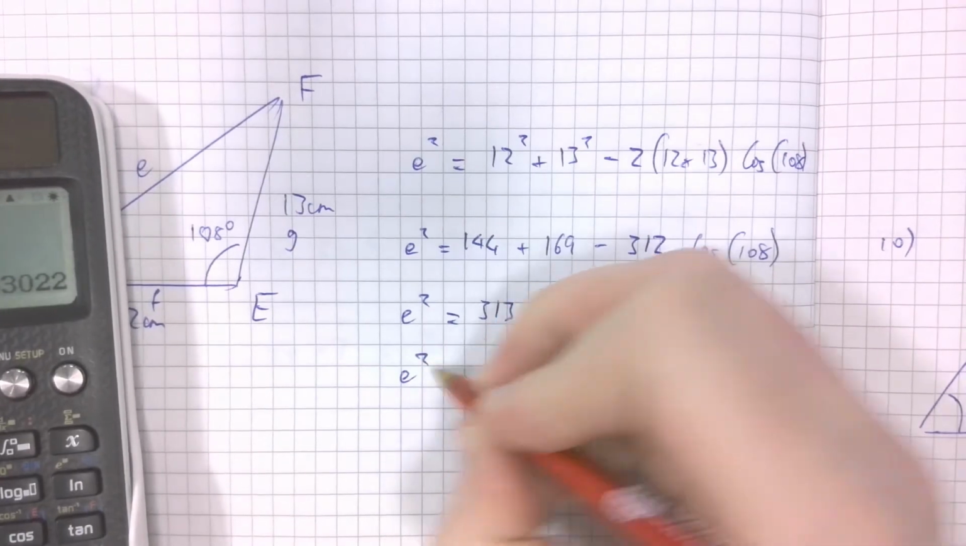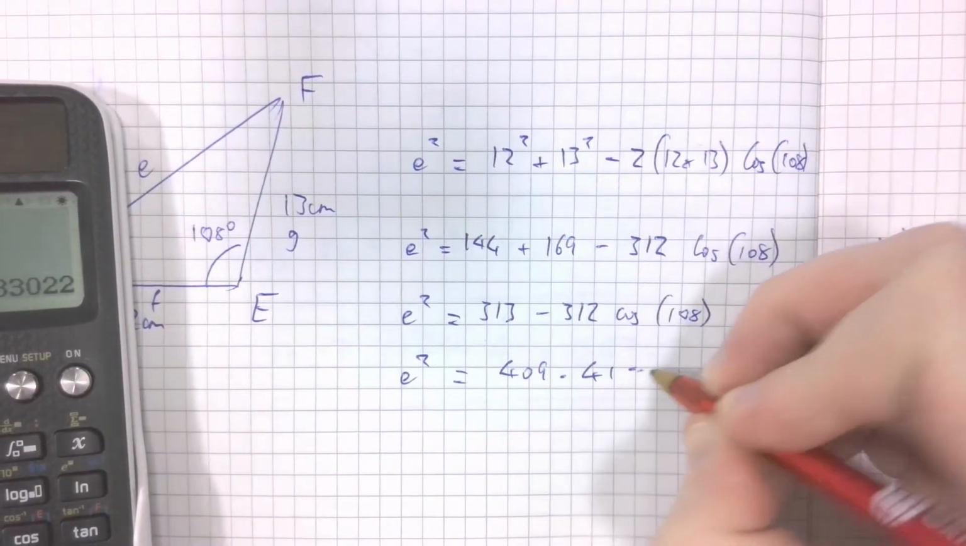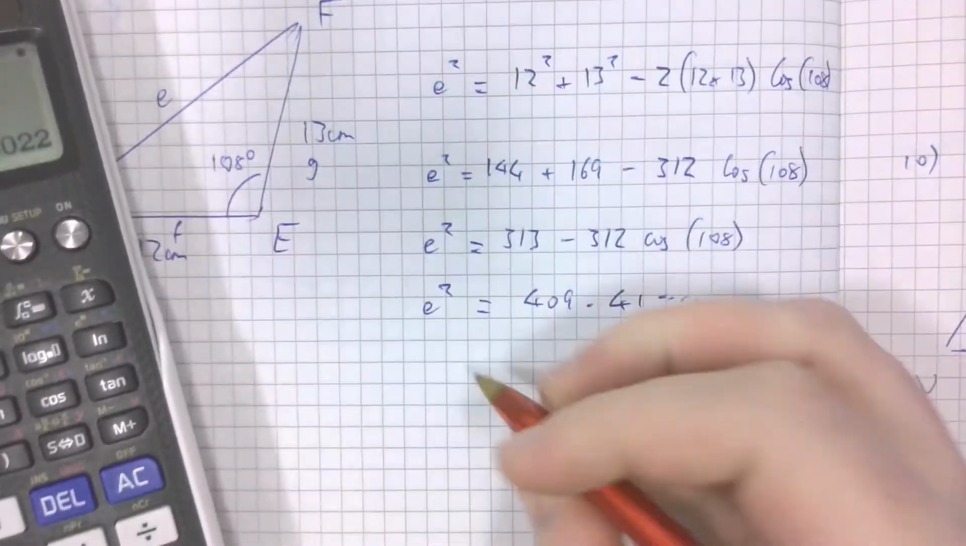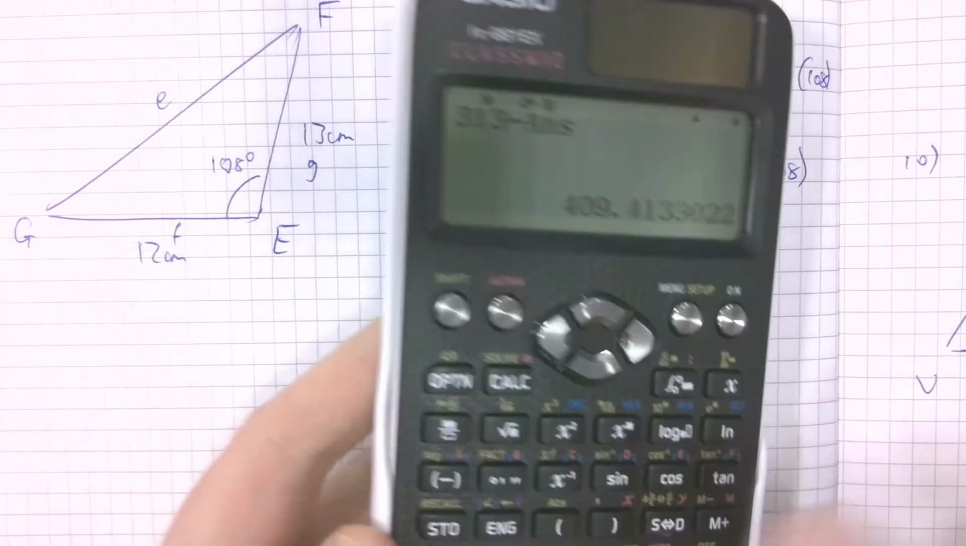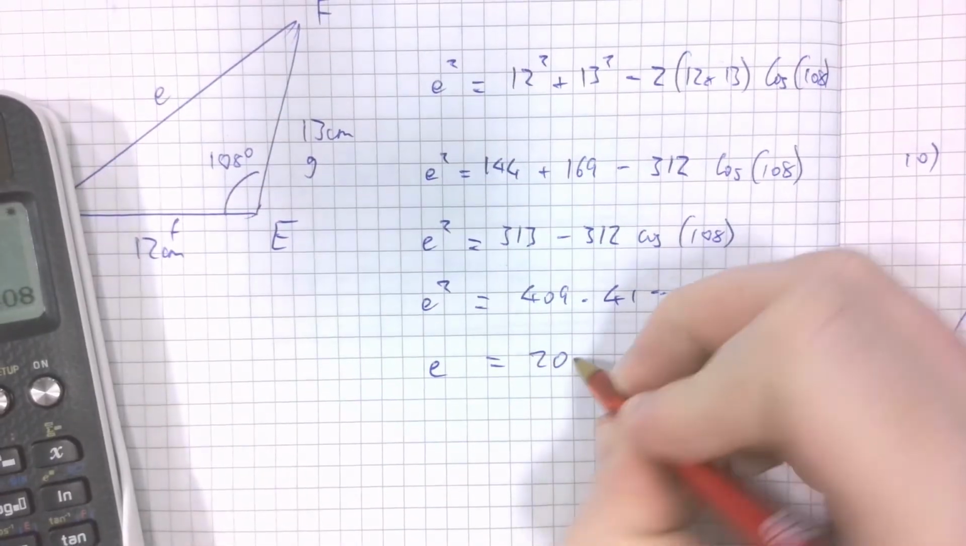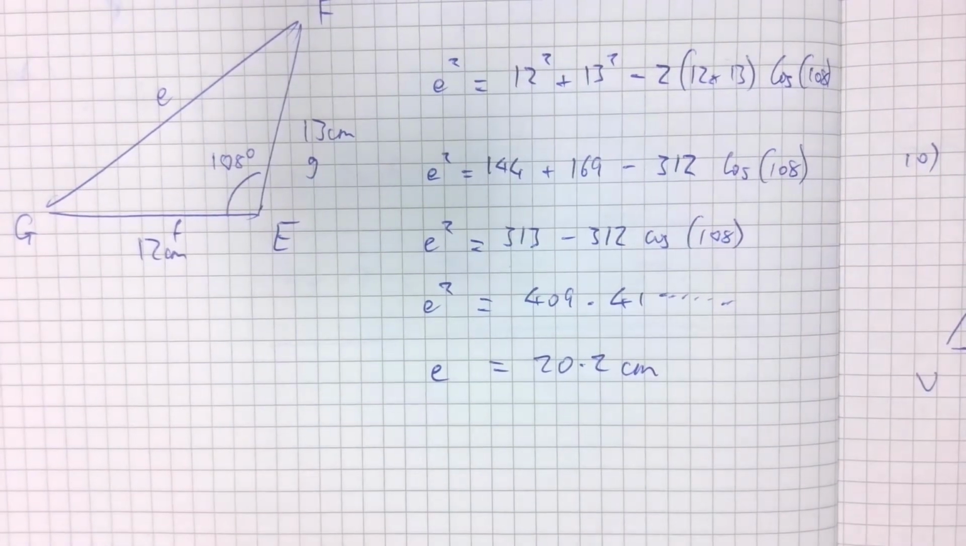So E squared is 409.41 and so on. I don't want that because that's E squared. I want to square root it. So square rooting the answer gives me 20.2 centimeters. And that's the answer to that part.